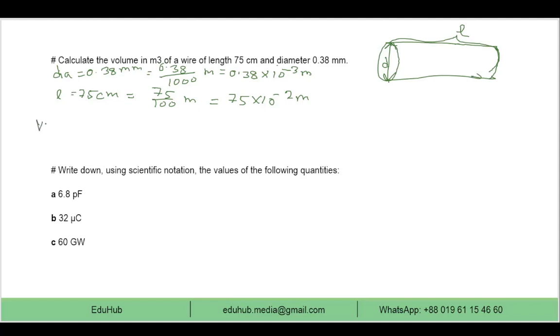Now the volume of a cylindrical shaped material is the area of the surface and the length. So it is area times length. The area is pi r square, times L. Here we have the dia, so we can write pi into d by 2, d for dia, that is pi d square L by 4.